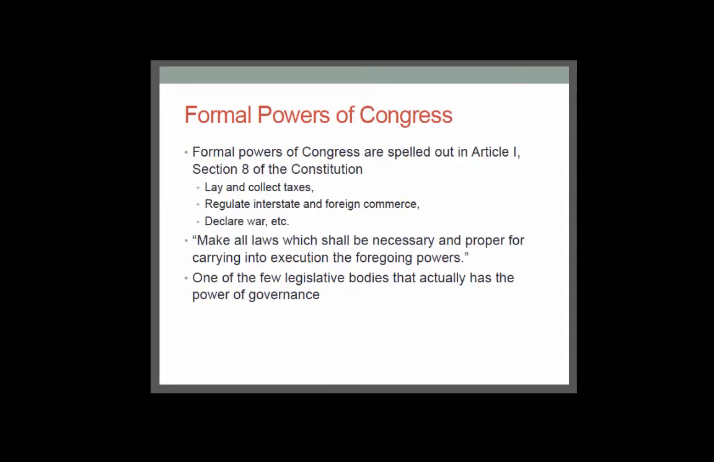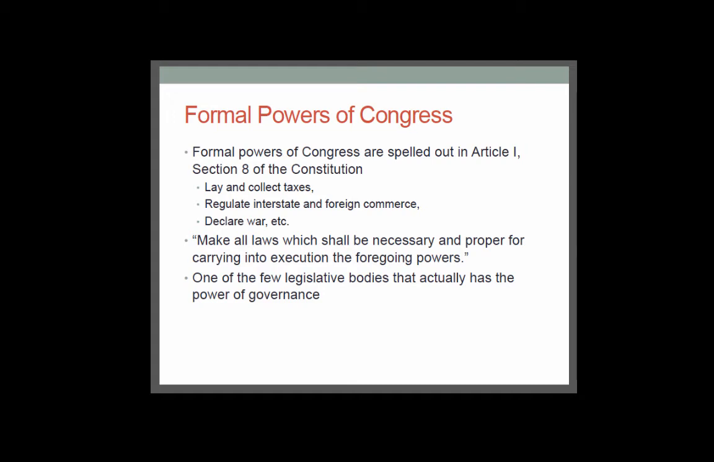Now we get to the formal powers of Congress. That is, what is in the details of the Constitution, what is laid out explicitly. Of course, the formal powers of Congress are spelled out in Article 1, in particular Section 8 of the Constitution, and they do a variety of things, some of which we've already discussed.